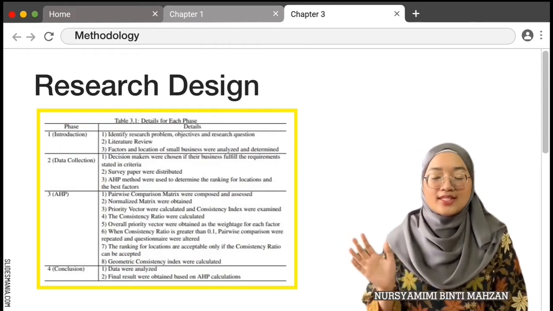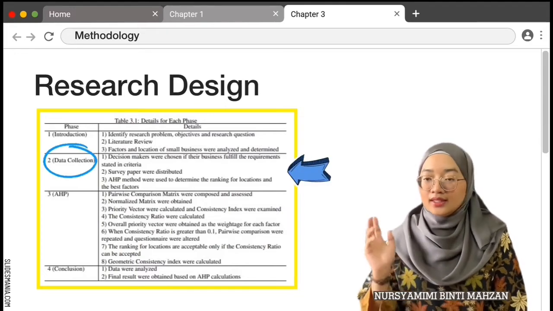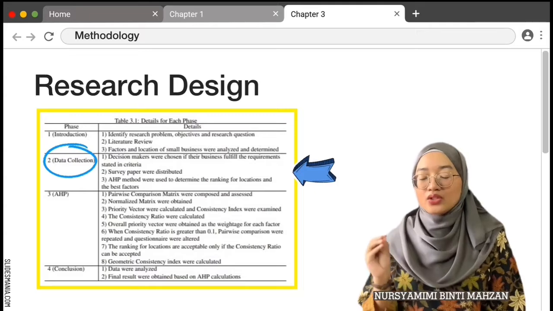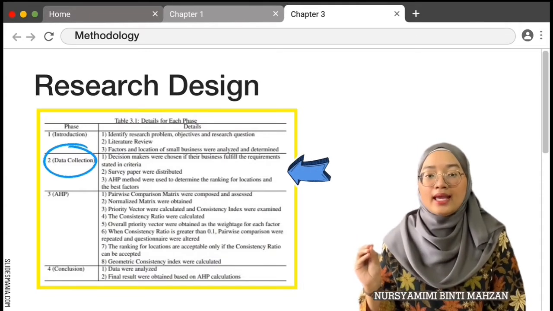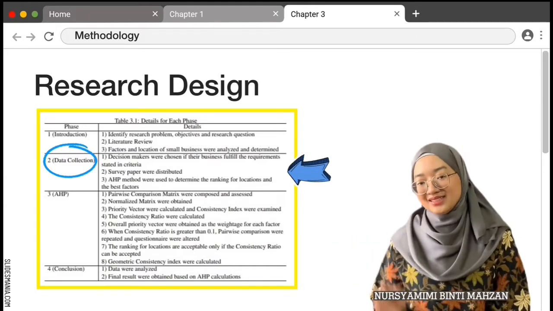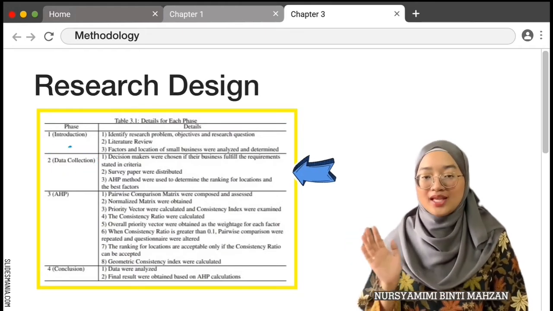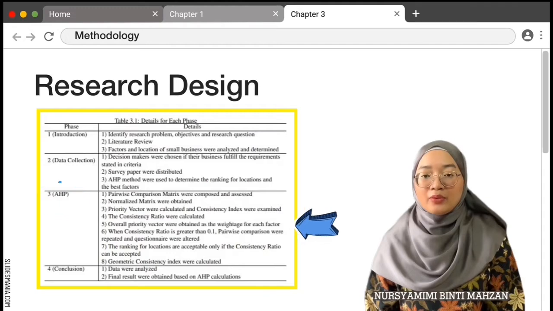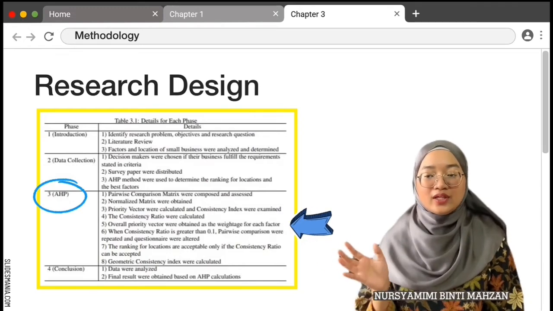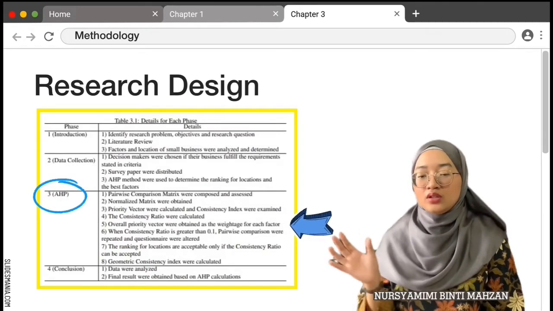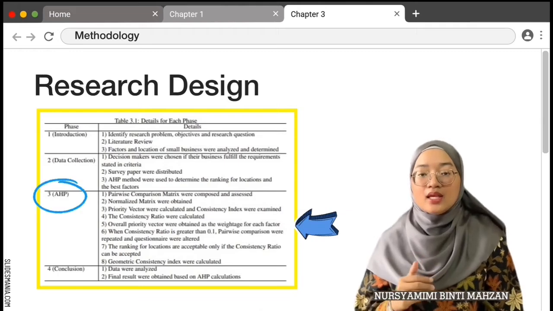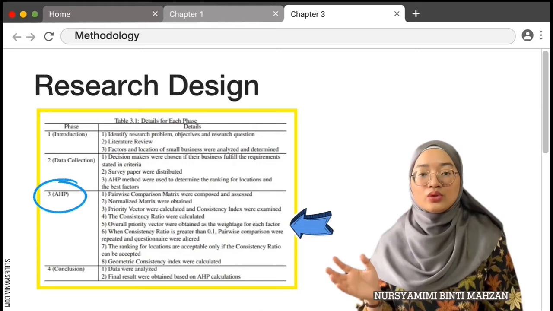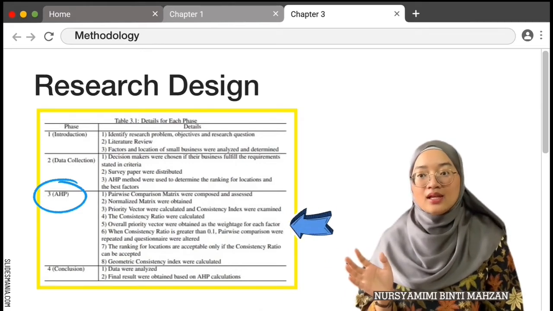The next phase is the data collections. In this phase, the decision makers were selected based on specific criteria and the survey was distributed. And the data collected will be analyzed by using the AHP method. The third phase will be AHP. In this phase, the pairwise comparison method was identified and the priority vector was calculated, and the consistency will be calculated by using the consistency ratio and also the geometric consistency index.